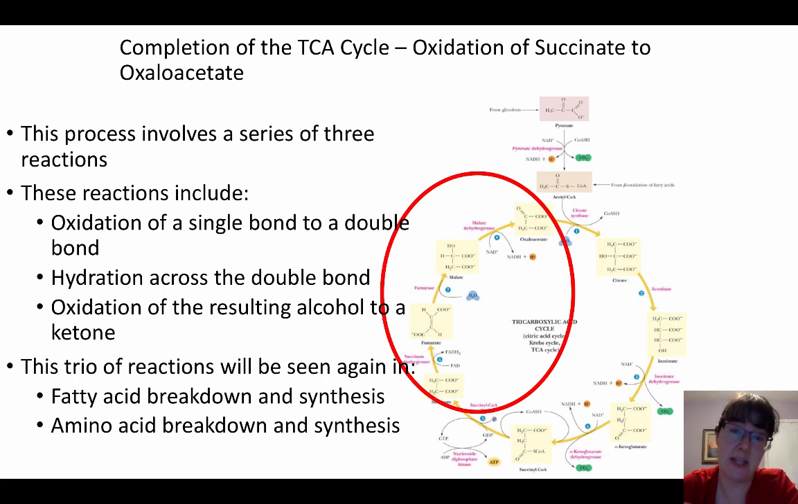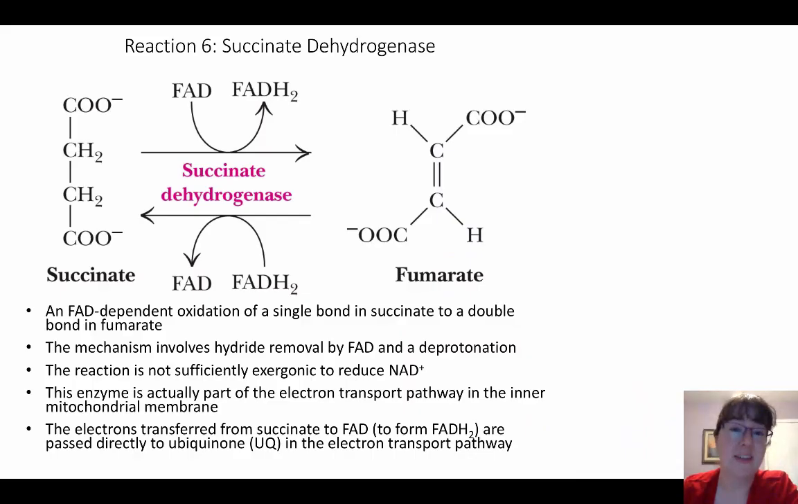These 3 reactions are set separately because you're actually going to see them again in fatty acid breakdown and synthesis, as well as amino acid breakdown and synthesis. For us, that'll only be for those of you guys going on to Biochem 2, but that's just so you guys know that these reactions actually happen again in other pathways. So the fact that these 3 reactions tie back into metabolism of fatty acids as well as amino acid metabolism is really important.